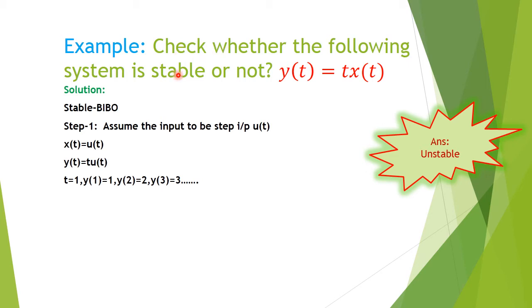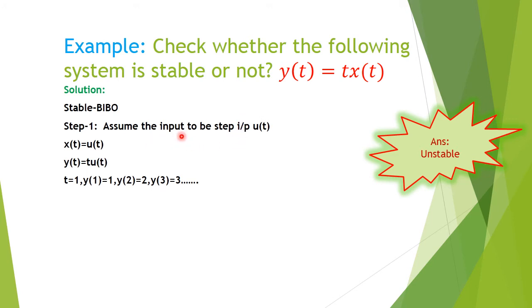Check whether the following system is stable or not. y of t equal to t into x of t. We know a system is stable means it should satisfy the BIBO stability condition. That is, for bounded input it should produce bounded output. So the easiest method to check the stability is to assume the input signal as the step input, apply it to the system, and check whether the output is bounded or not.